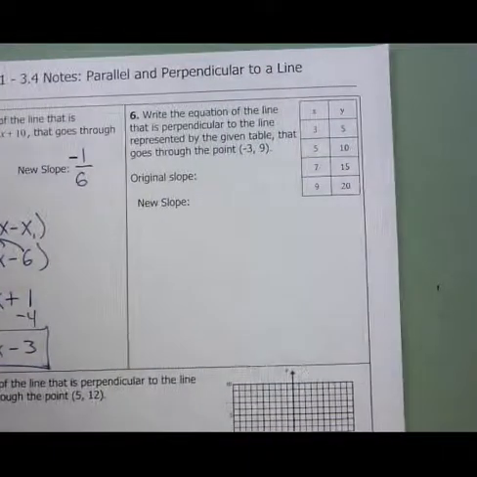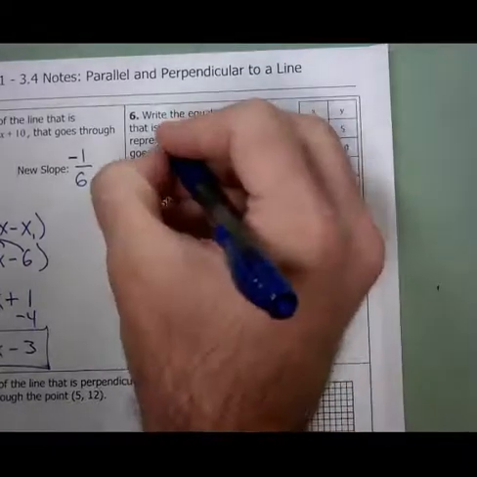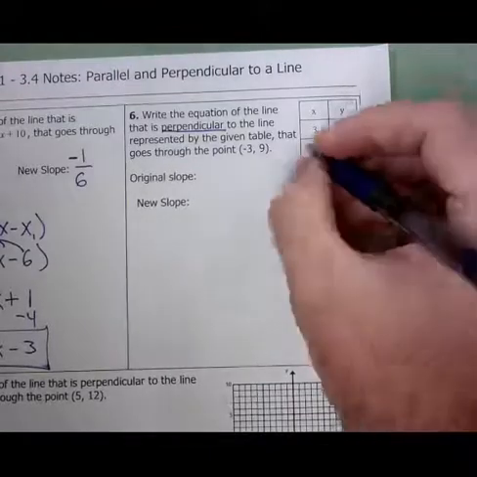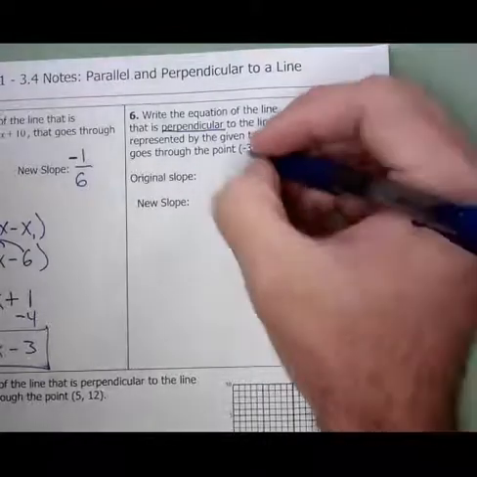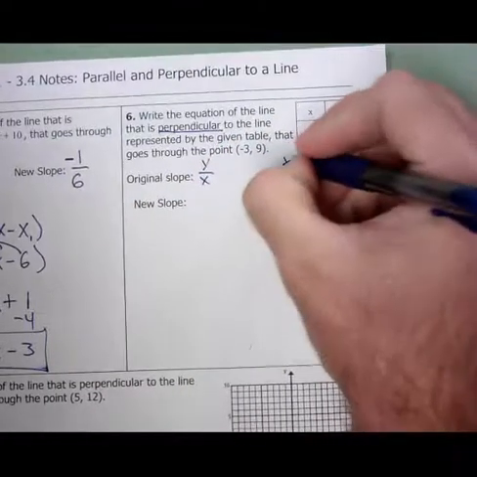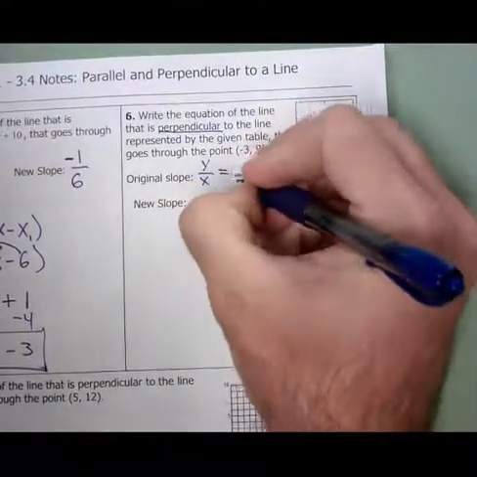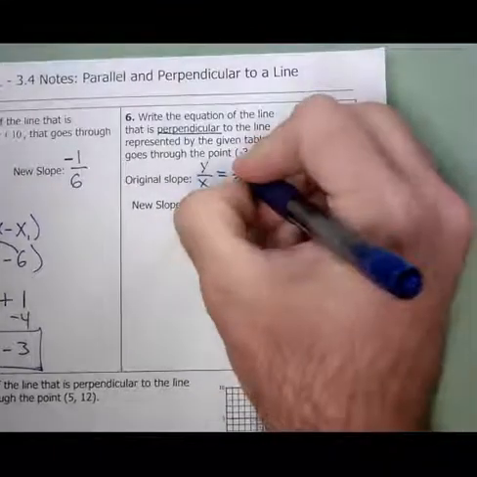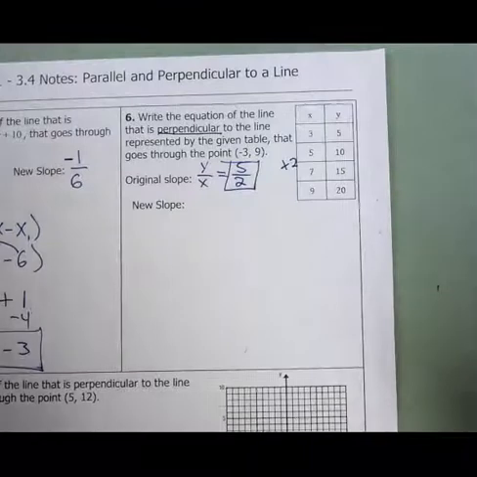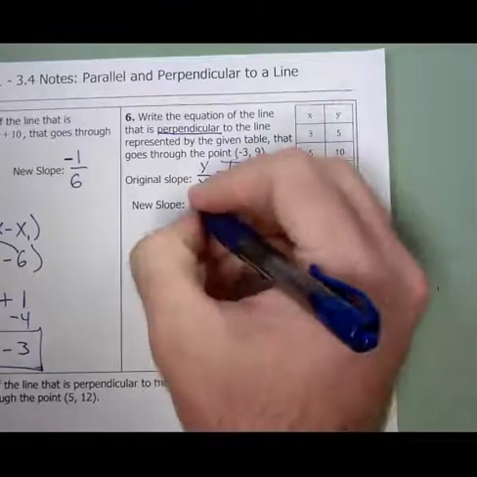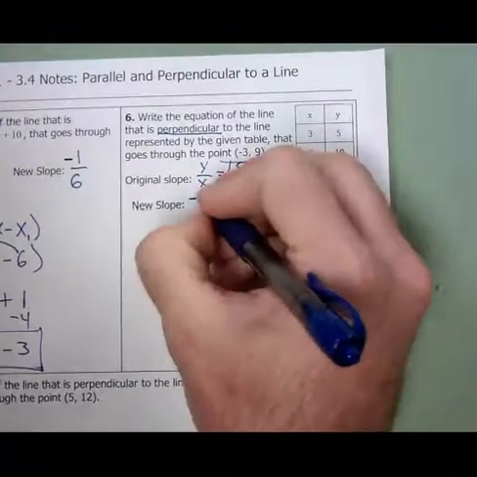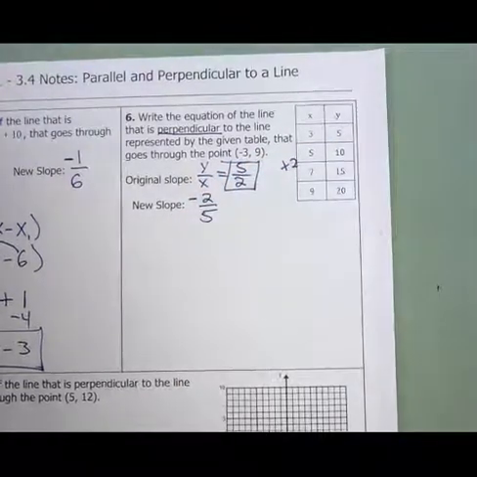Number 6, perpendicular once more, meaning opposite. So we need to determine our original slope. So we have our x's, remember slope is y over x. Our original slope is plus 2, so that means our x is 2. Our y's are increasing by 5, so that would be 5 over 2. Perpendicular, of course, meaning opposite. So this one's positive, so the new one is negative. If I flip 5 over 2, that's going to give me 2 over 5, so negative 2/5.